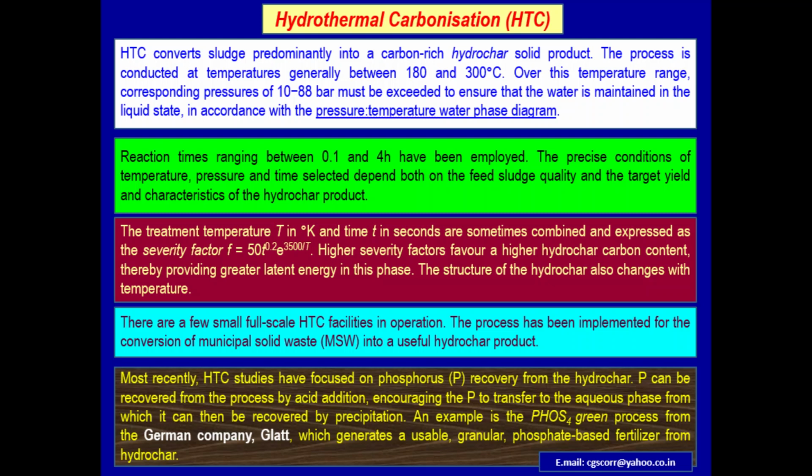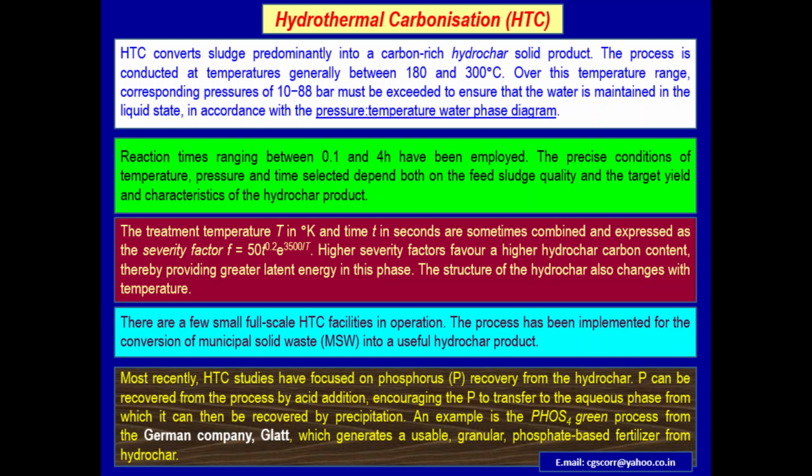Hydrothermal carbonization, shortly called HTC. It converts sludge predominantly into a carbon-rich hydrochar solid product. The process is conducted at temperatures generally between 180 and 300 degrees centigrade. Over this temperature range, corresponding pressures of 10 to 88 bar must be exceeded to ensure that the water is maintained in the liquid state in accordance with the pressure temperature water phase diagram. Reaction times ranging between 0.1 and 4 hours have been employed.